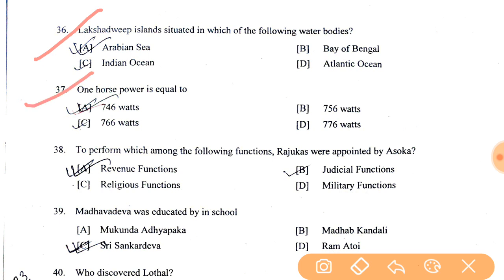Next question number 37, hole 38. To perform which among the following functions Rajakas were appointed by Ashoka? So yate revenue functions or that Raja Kajar Karne to Bunwa Hushil, appoint Kora Hushil.